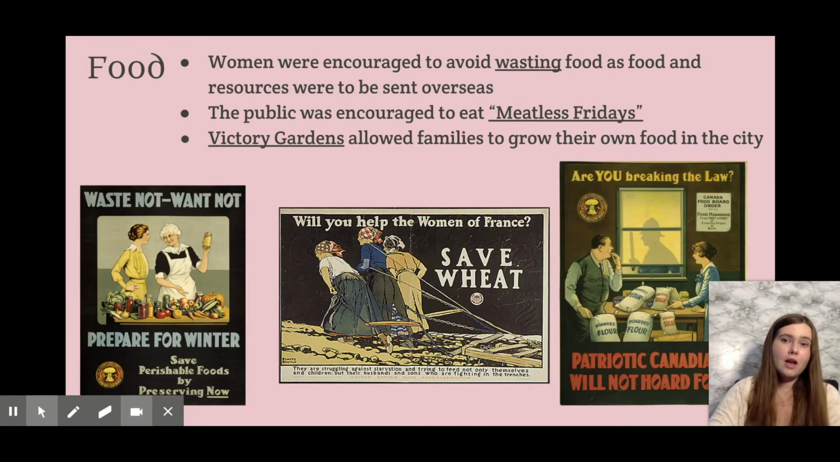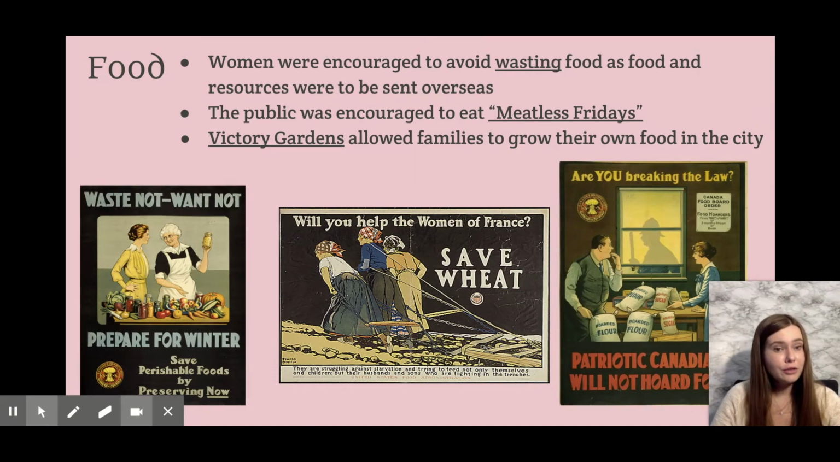So food as well. Food was very much seen as something to be saved and sent overseas for the soldiers. And there were fewer imports from other areas of the world because of the war going on. So women as a whole were encouraged to avoid wasting food, as food and resources needed to be sent overseas first. So there were different initiatives throughout. The public was encouraged to eat meatless Fridays, so good meat like beef could be sent overseas. Women were encouraged to cook fish or eat more vegetables or more carbs like potatoes.